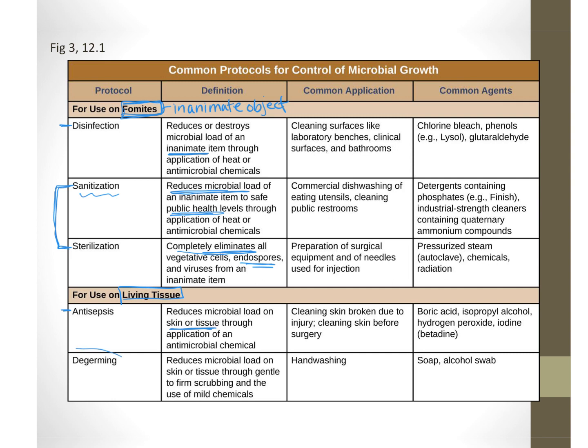The last term here, degerming, is a term that we use that denotes some kind of physical scrubbing. So if you're going to wash your hands correctly, you don't just put the soap on and then run your hands under the water. Ideally, you're going to rub your hands together. There's that physical scrubbing action that's important to basically just physically remove the microbes.